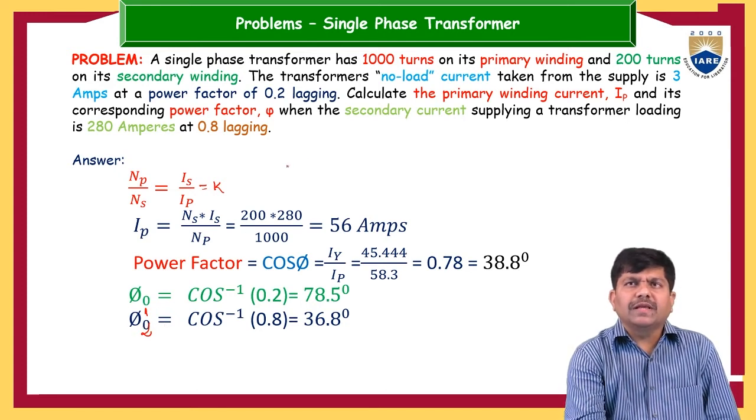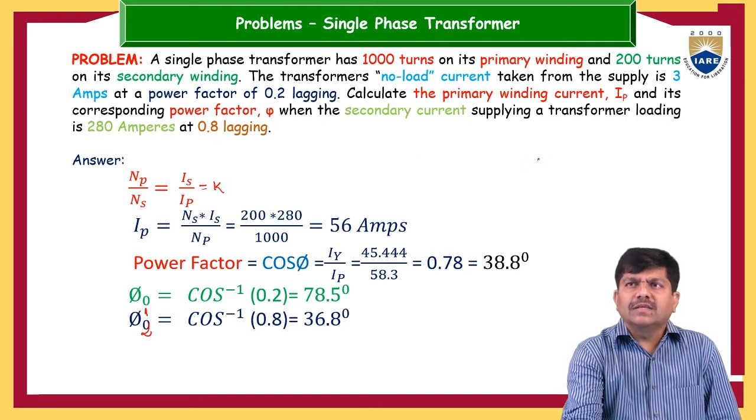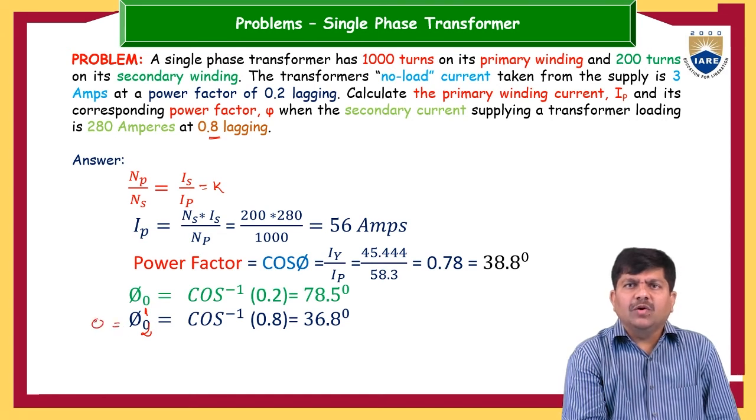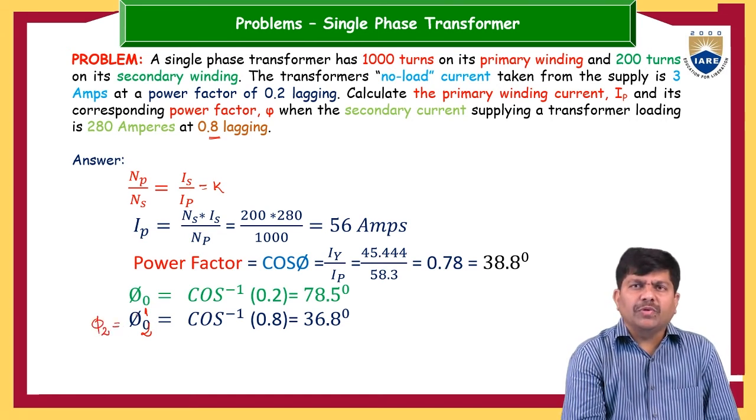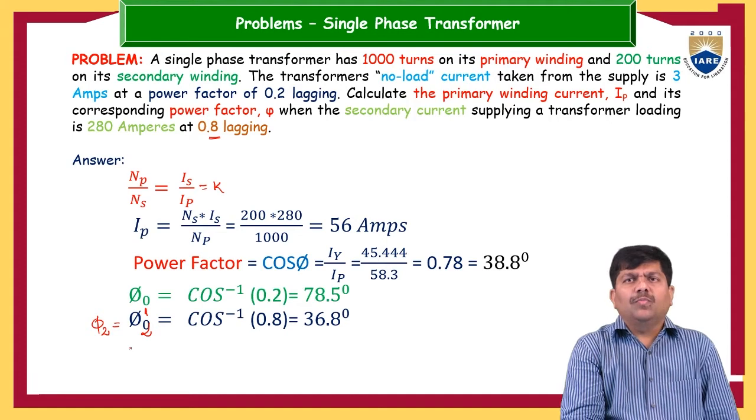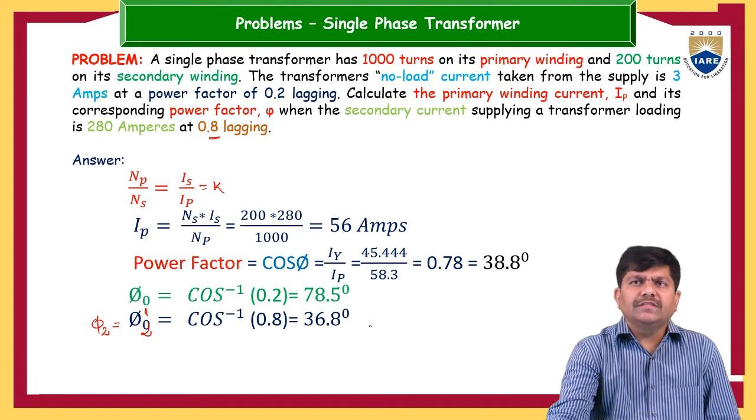Phi 2 dash, because they have given that the load supplied by the transformer is 280 amps at 0.8 lagging. Of course, this is phi 2 dash. Anyhow, this will be the same because it extends in the reverse direction. So the load power factor angle is 36.8 degrees.